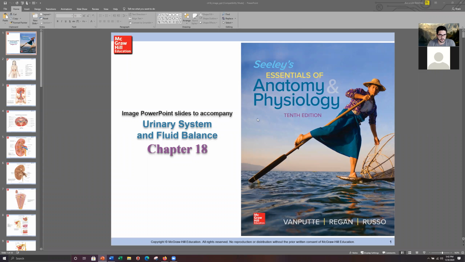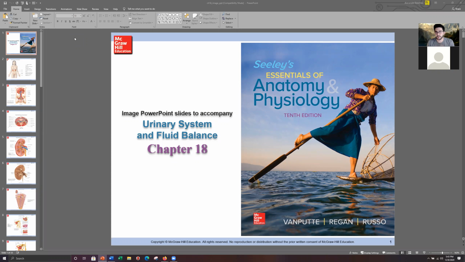So we've got our final lecture in our fall semester series on our urinary system. Chapter 18, talking about the urinary system and fluid balance. The nice thing about this system is it's fairly simple in organization because the anatomy is really focusing on four main structures. But the physiology is pretty neat because it's going to be fairly expansive and fairly encompassing.